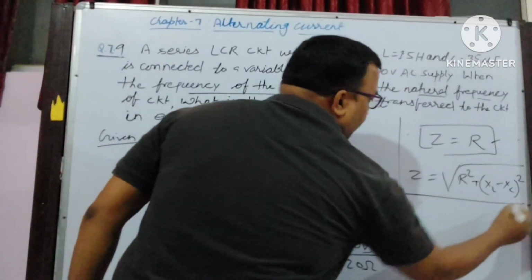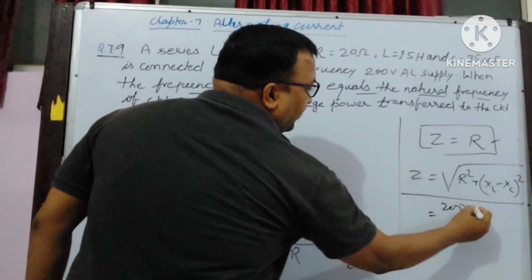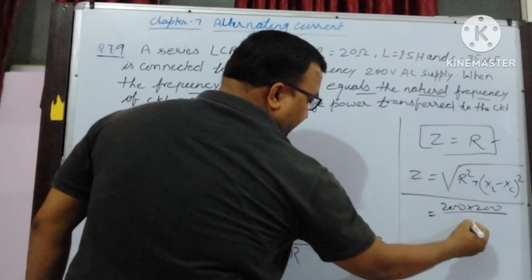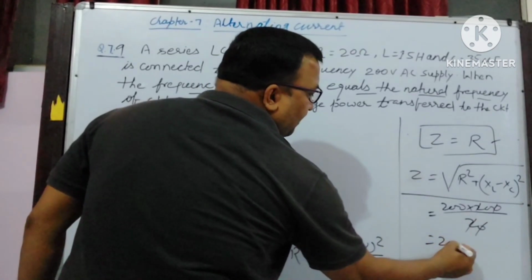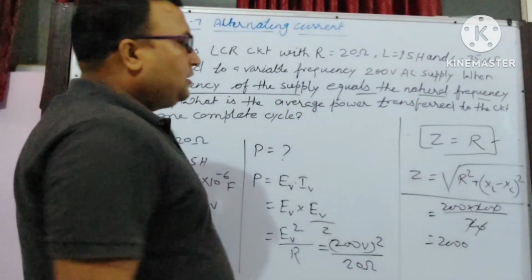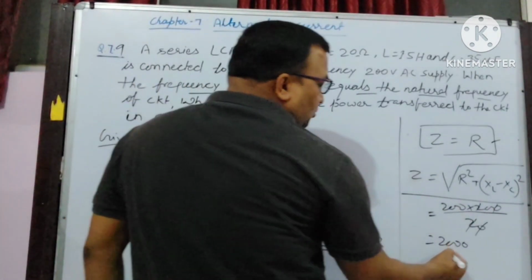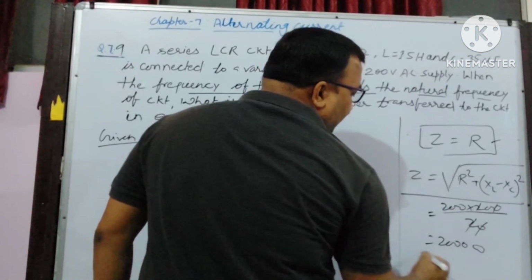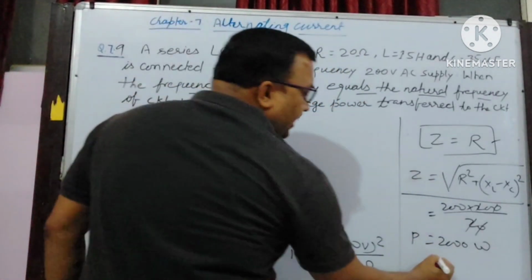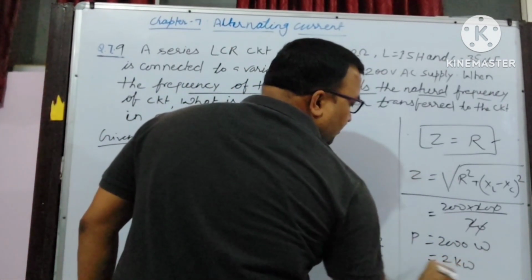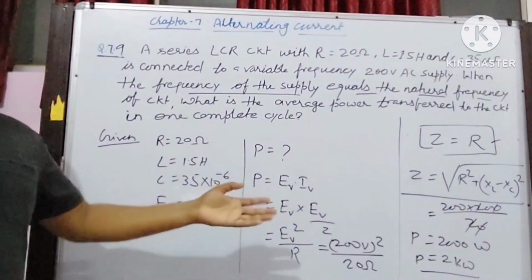Now come to the next step. This will be 200 into 200 divided by 20. The zeros cancel, 2 and 2 cancel. What will the result be? 2000. Keep in mind, because it is divided by 10. So 2000 watt will come. Why am I writing watt? Because it is the value of power. So I can write 2 kilowatt also. So that is the average power consumed by the LCR circuit by this formula.